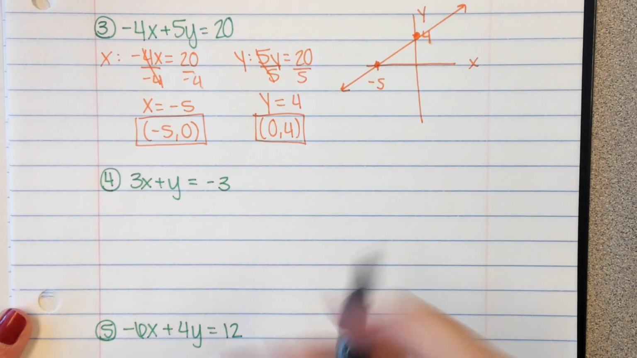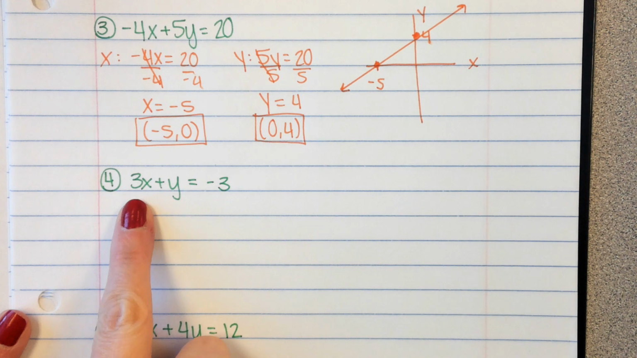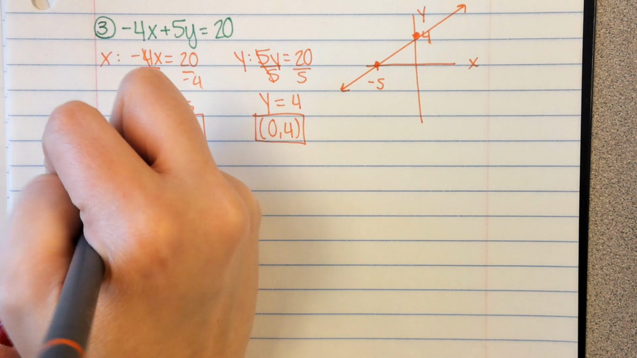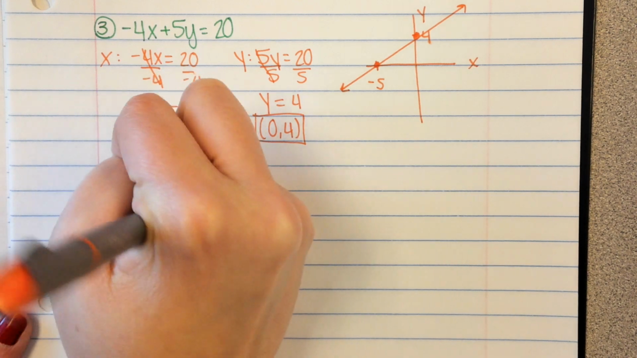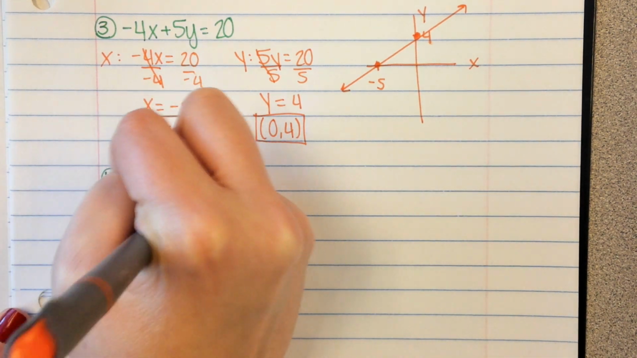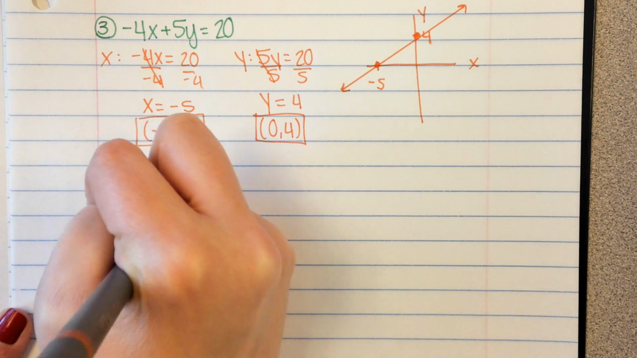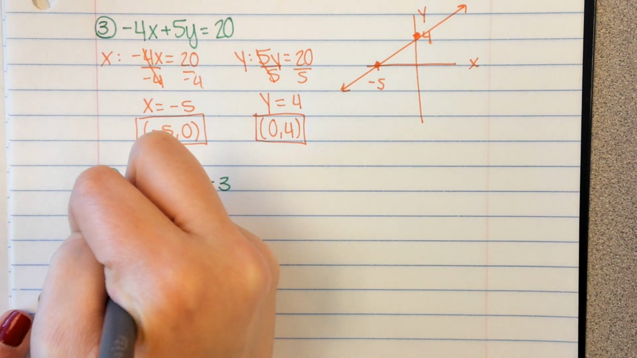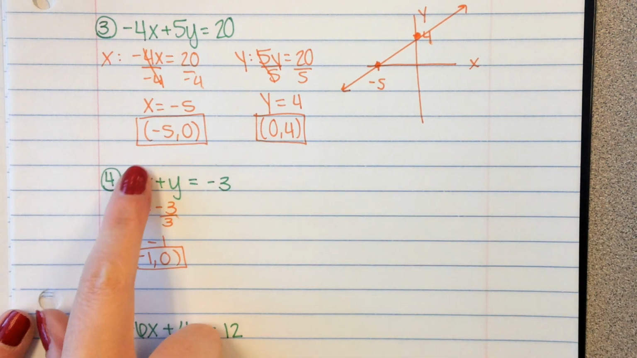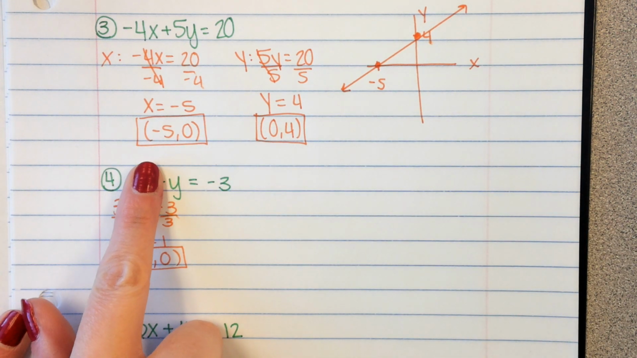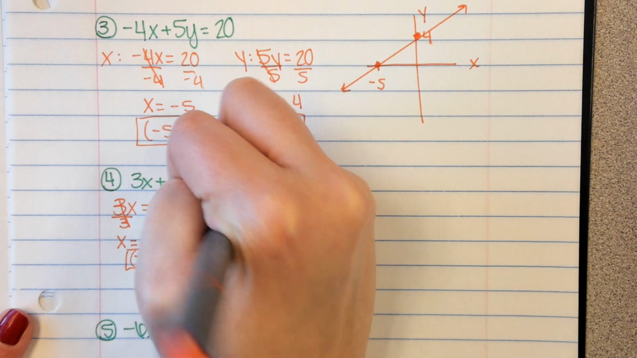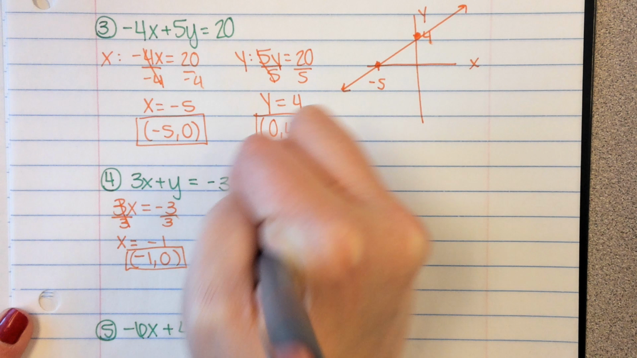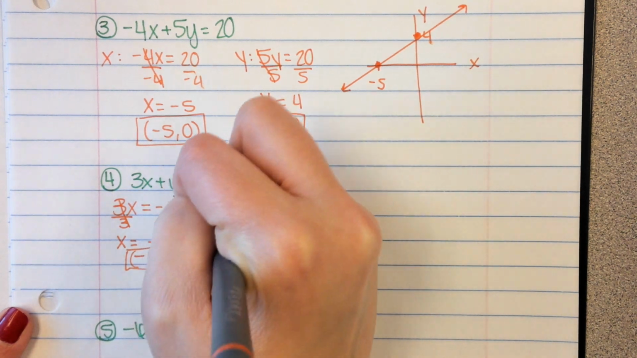Okay, number 4. First, I'm going to solve for the x-intercept, so I'm going to cover up the y. So I have 3x equals negative 3. I divide both sides by 3, and I get x equals negative 1. My ordered pair will be negative 1, 0. Solve for y, I cover up x. I'm left with y equals negative 3. And there's nothing else for me to do, so my ordered pair is 0, negative 3.